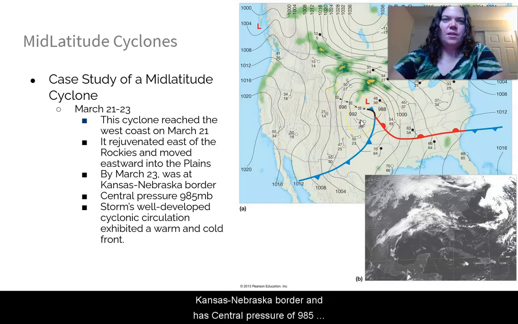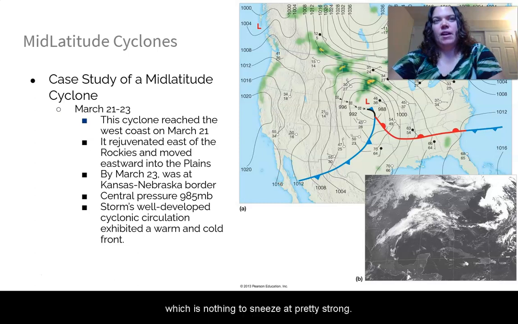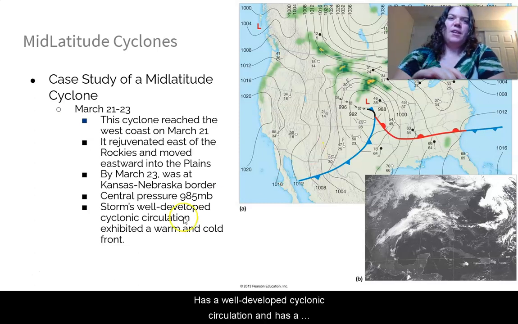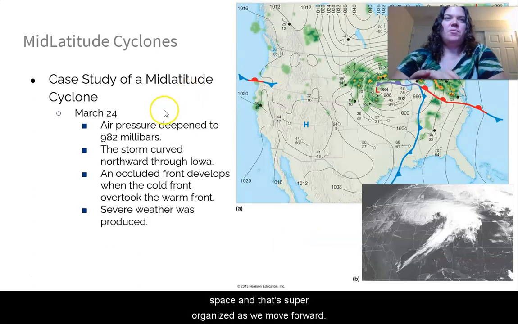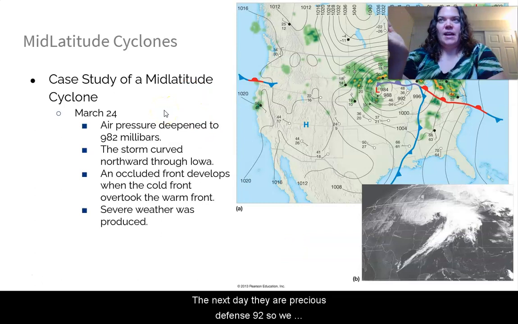By March 23rd, it's at the Kansas-Nebraska border, and it has a central pressure of 985, which is nothing to sneeze at. It's pretty strong. It has a well-developed cyclonic circulation. It has a warm front and a cold front. That's what it looks like from space. Not super organized.